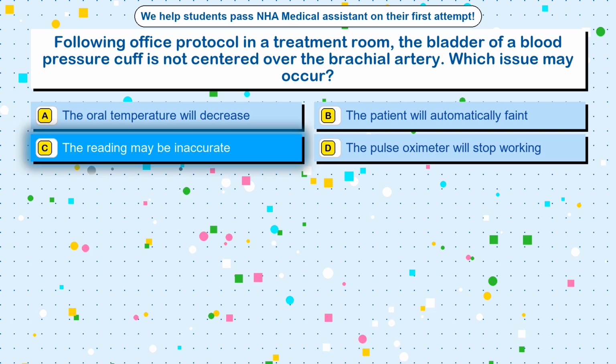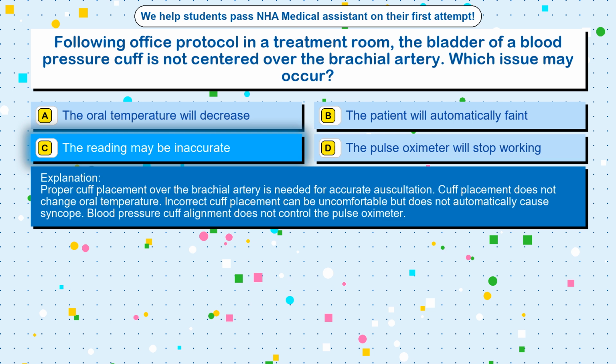The correct answer is option C, the reading may be inaccurate. Proper cuff placement over the brachial artery is needed for accurate auscultation. Cuff placement does not change oral temperature. Incorrect cuff placement can be uncomfortable but does not automatically cause syncope. Blood pressure cuff alignment does not control the pulse oximeter.